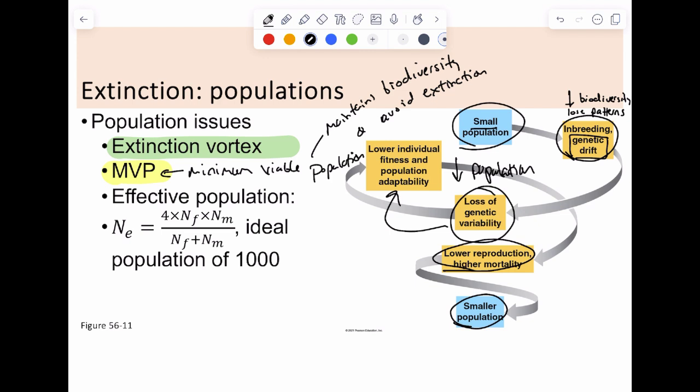The thing that makes this also difficult is when we say population, not everyone counts. So we have what's known as an effective population. An effective population has to do with individuals who are capable of reproducing.